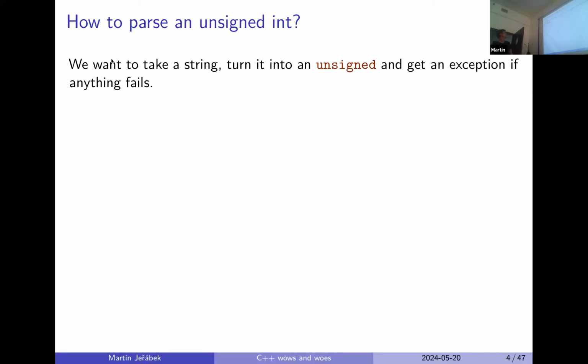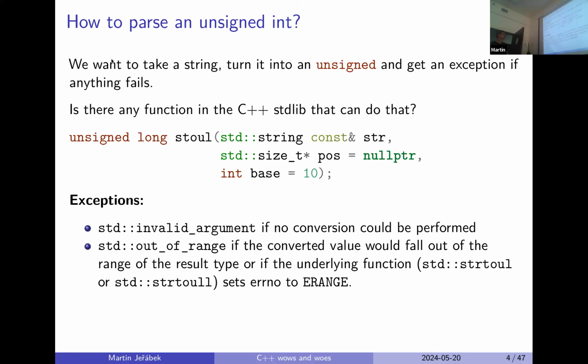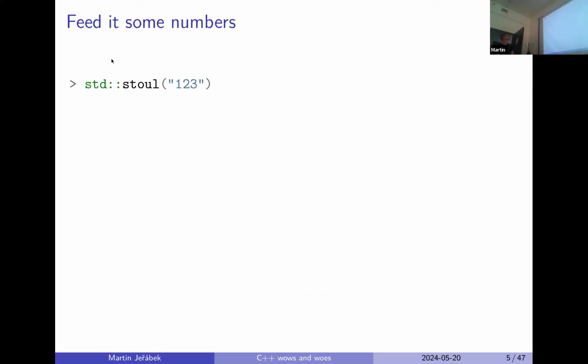Yeah, okay. We have stoul, which is string to unsigned long, and it takes a string, returns unsigned long. We ignore the rest of the parameters because we want just base 10, and it throws exceptions: invalid argument if no conversion can be performed, and out of range if the converted value is outside of the range. So yeah, that's nice. So let's try some examples. We just feed it 123.